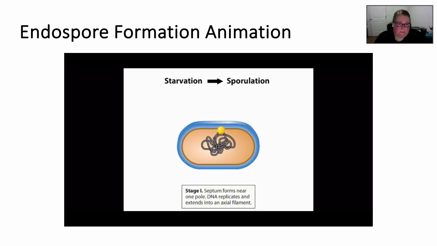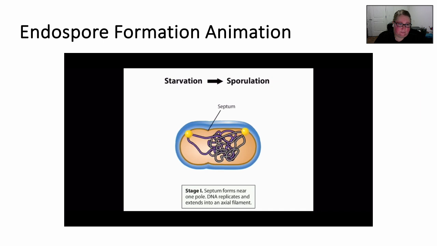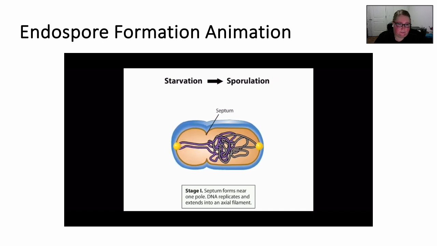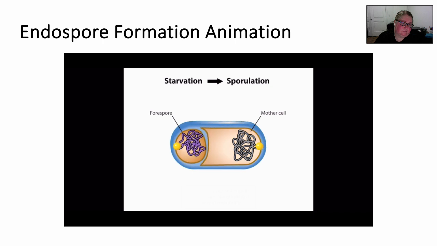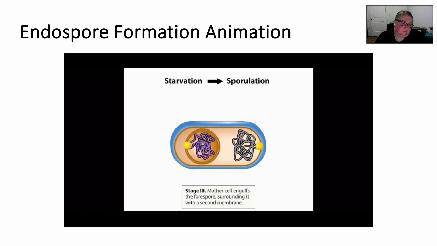In the first stage of sporulation, the septum forms near one pole of the cell rather than in the middle. The DNA replicates and extends into an axial filament that spans the cell's length. During the next stage, the septum separates the forespore, which will ultimately become the spore, from the larger mother cell. DNA is pumped through the septum until each compartment gets a chromosome. The mother cell now engulfs the forespore, surrounding it with a second membrane. The mother cell chromosome is eventually destroyed.